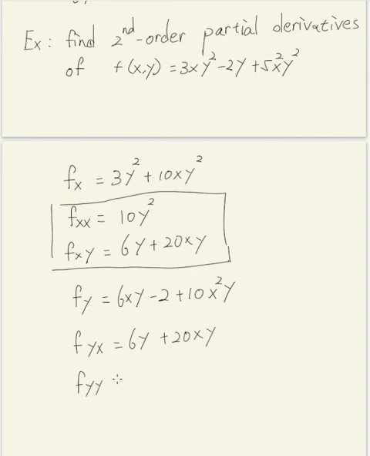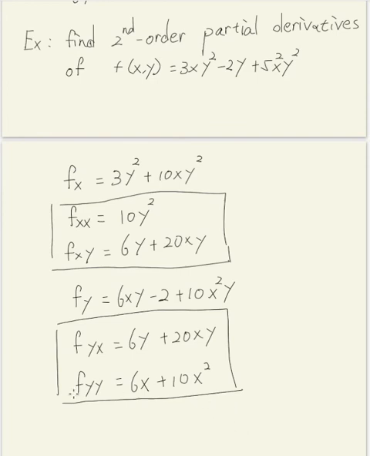Fyy equals, take another y derivative on this, you get 6x, then plus 10x squared. So these are the 4 partial derivatives. Notice that here we have fxy equals fyx. This is in general true.